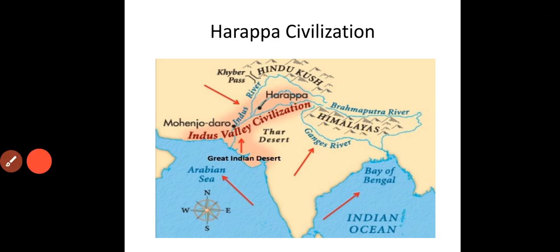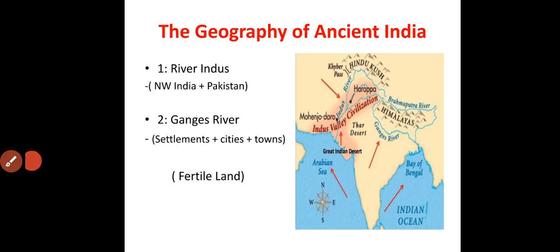So now let's talk about these rivers, the geography of ancient India. The first river is the Indus River, in the northwest, in what is now northwestern India and Pakistan. The second river is the Ganges River, where settlements, cities and towns developed on its banks. The land of these rivers is very fertile, because any land located next to a river has fertile soil. The soil is filled with minerals and nutrients. That's why the land there is fertile.